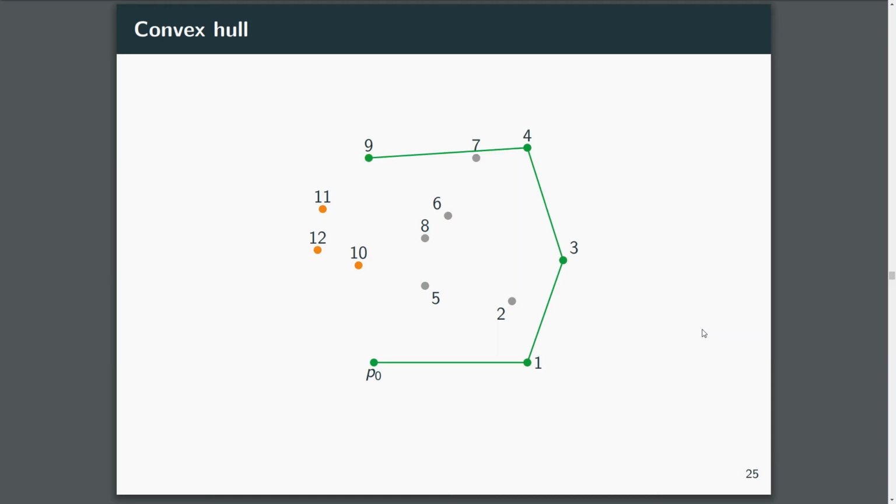that's clockwise. And we do the same for 4, 7, 9. So slowly we build up until we reach the end. Or reach the start, rather, which is also the end. And now we have a convex hull.